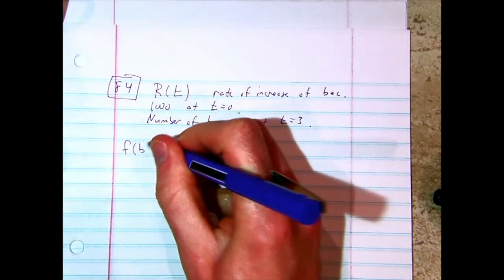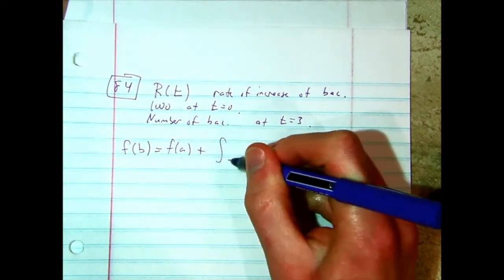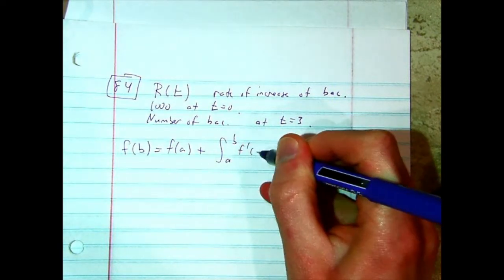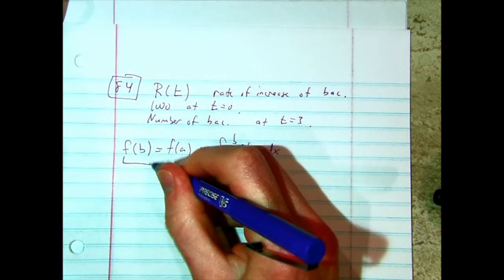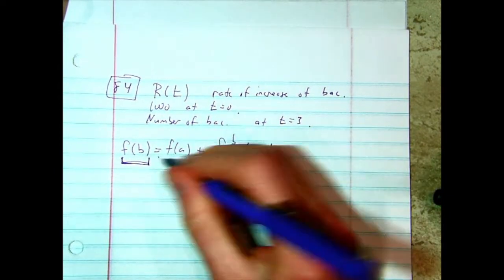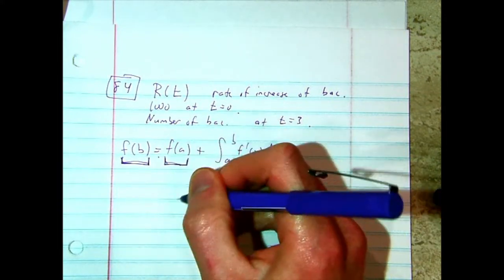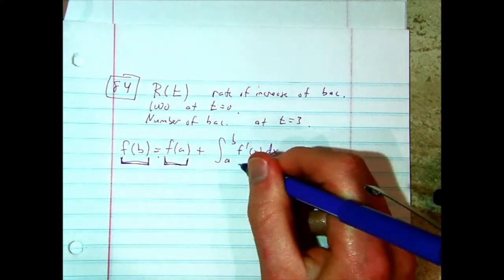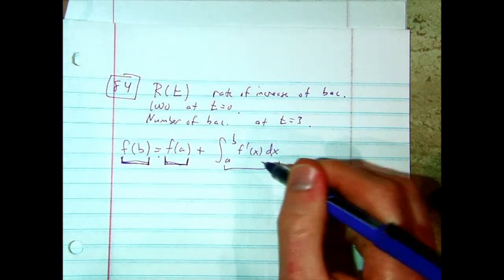Sometimes I write it like this. I say f of b is equal to f of a plus integral a to b f prime of x dx. This is like the later value of f, right? The f at some later time b is equal to the earlier value of f, that's the value of f at some earlier time a, plus the integral of its derivative, which is the net change, right? If you integrate the derivative, you get the net change.